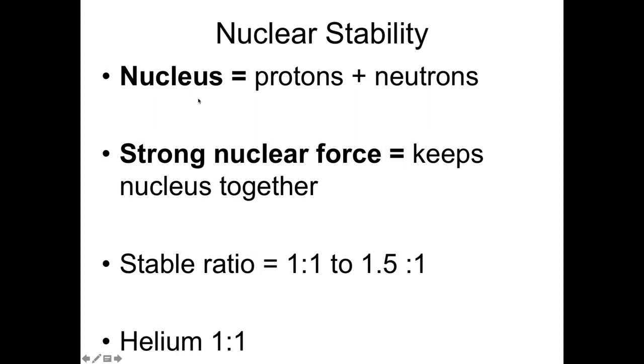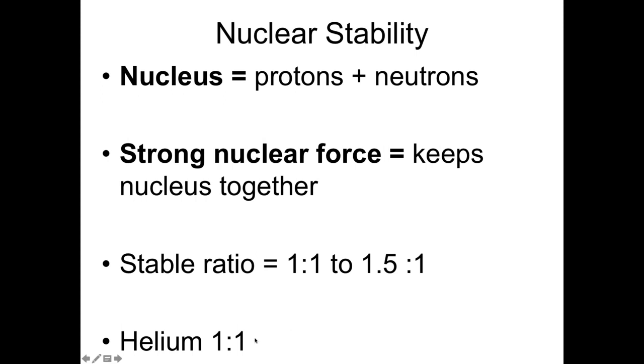So we've talked about before how the nucleus has protons and neutrons. And there's this force called the strong nuclear force that keeps the nucleus together. If the ratio of protons to neutrons is 1 to 1 or 1.5 to 1, you'll have a stable nucleus. If it's below or above this ratio, it's going to be unstable and then more than likely undergo radioactive decay to become more stable.